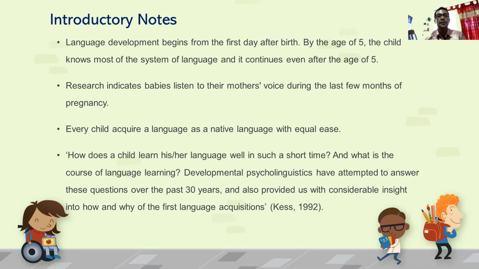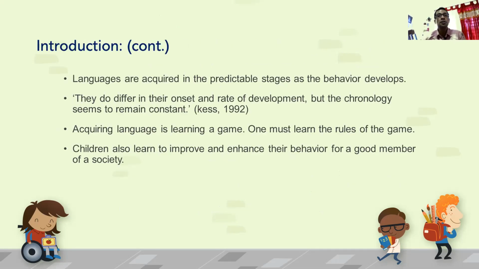Let's move forward and go to the next slide. Okay, the introduction is being continued here. Languages are acquired in predictable stages as behavior develops. They do differ in their concept and rate of development, but the chronology seems to remain constant. This is another reference taken from Kiss, 1992. Acquiring language is learning a game. One must learn the rules of the game. Children also learn to improve and enhance their behavior to become good members of society. So these are the introductory discussions that will take you to my main discussion. So dear students, let us go to the next slide.